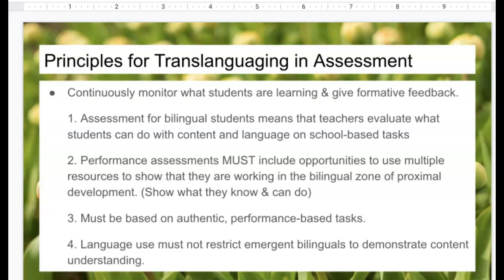And again, thinking about language use must not restrict emergent bilinguals from demonstrating content understanding. So we want to use those supports so that students can demonstrate what they can do, because likely they need to be able to use their multiple language domains to show what they know for assessment.